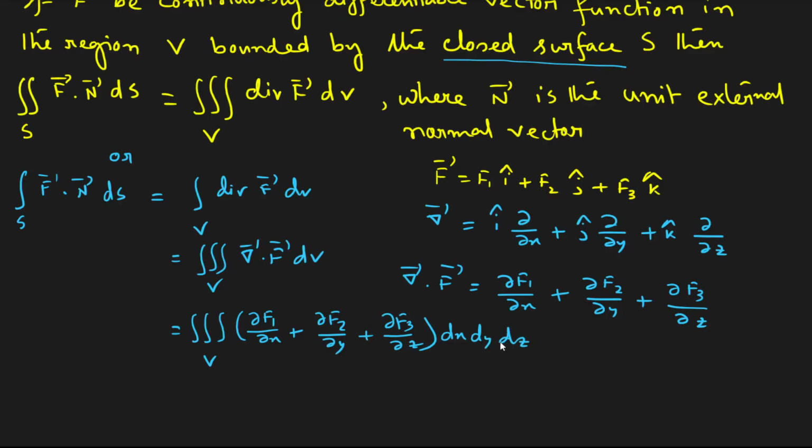What is the most important part? We have to put the limits of x, y and z. In general, we start putting the limits from z. First we put the limit of z, then y, and then x. That I will discuss in the example. Okay, now let us go to the example.